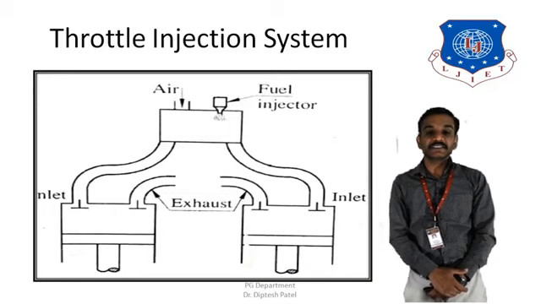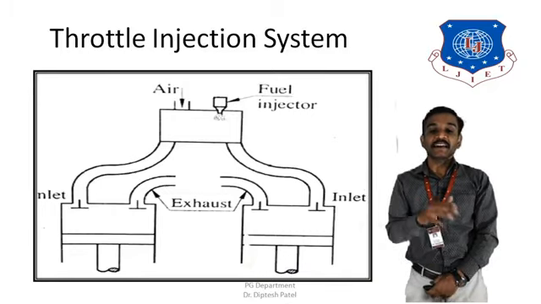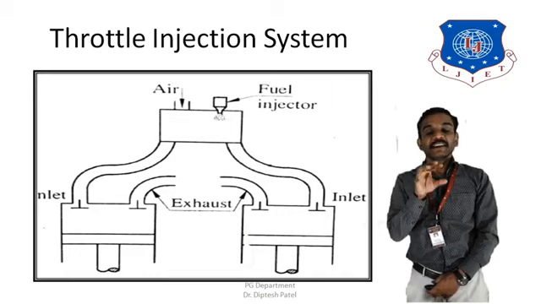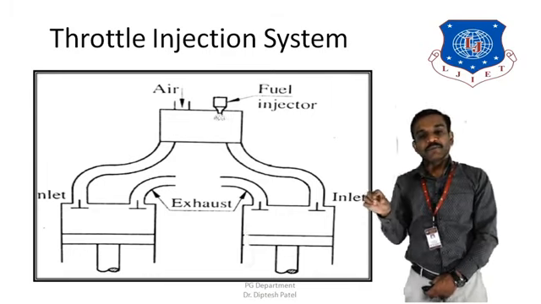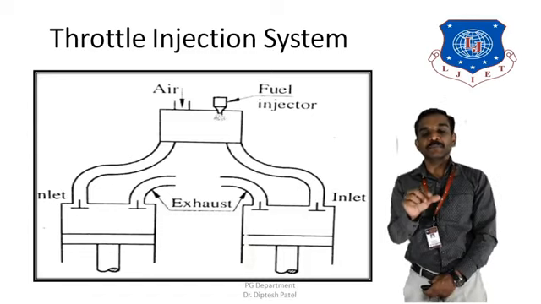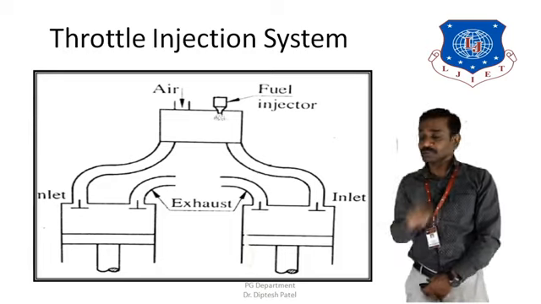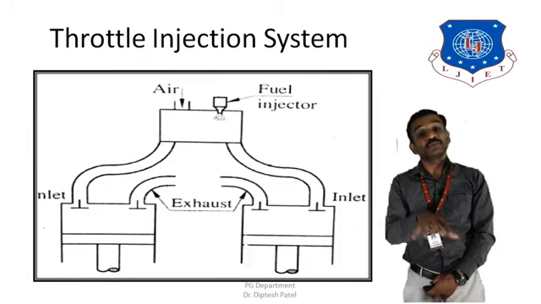In the throttle injection system, fuel is injected into the throttle body, where air and fuel are combined and mixed together. After that it is supplied to each intake manifold through the inlet valve into the cylinder, and the quantity depends on the requirement of the engine. They are pretty much similar. So in the throttle injection system, the fuel is injected into the throttle body.